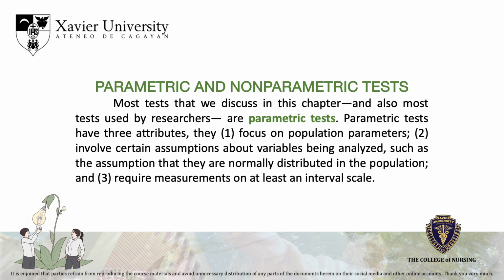So we're almost done. Let's proceed with the parametric and non-parametric tests. Most tests that we discuss in this part, and also most tests used by researchers, are parametric tests. Parametric tests have 3 attributes. First, they focus on population parameters. Second, they involve certain assumptions about variables being analyzed, such as the assumption that they are normally distributed in the population. And lastly, the third one, they require measurements on at least an interval scale.